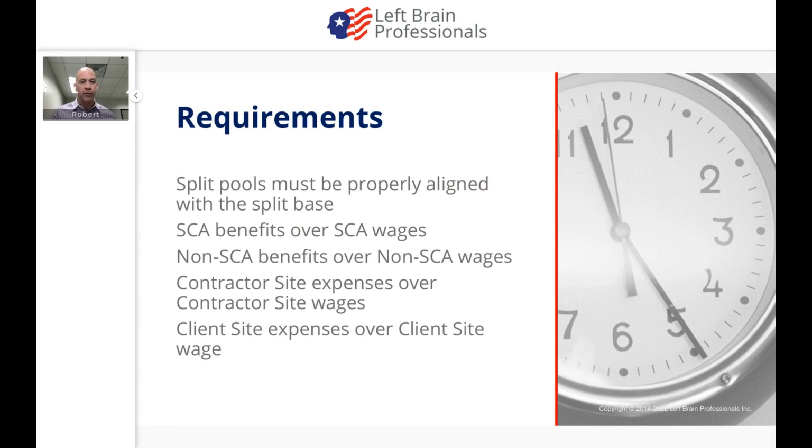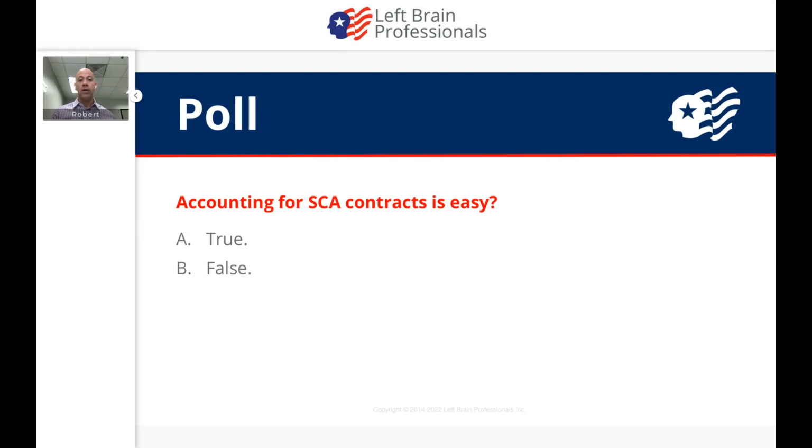So that's what I'm saying here on the rest of this slide. My SCA benefits are allocated over SCA wages. Same thing for my non-SCA benefits. My contractor site expenses are allocated over contractor site wages. My client site expenses are allocated over client site wages.